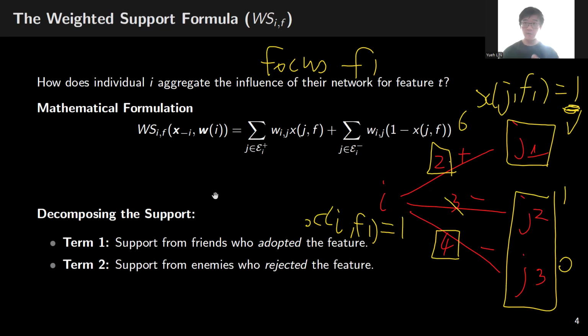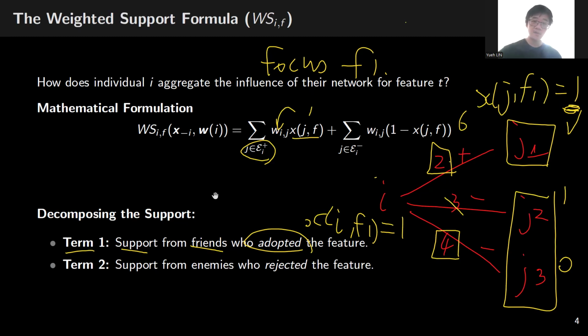Let's look at the formula. The formula is just explaining this process. First, let's look at all the friends. We will see if the friend has a choice that is 1 here, then this term will be 1, weighted by the corresponding edges. If, let's say, individual i has a friend that votes 0, then it will not contribute anything. So the first term is the support from friends who adopted the feature, who choose 1 in the feature.